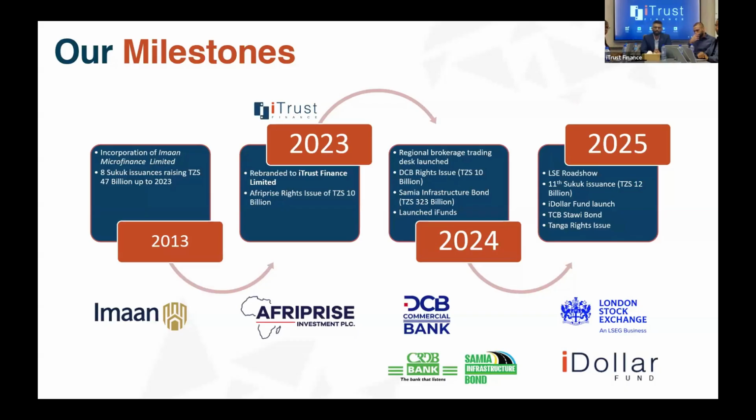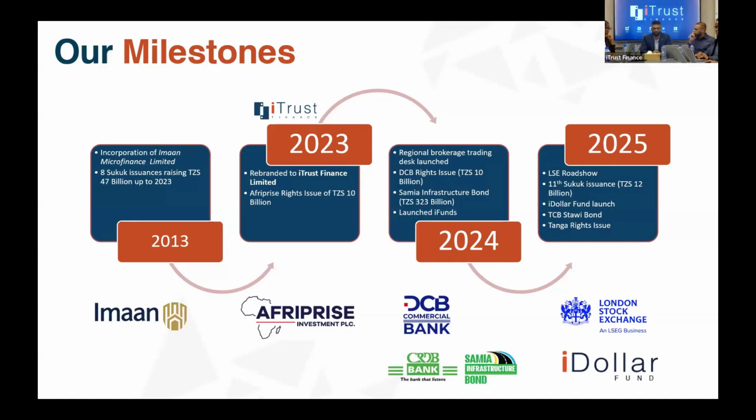Our first ever advisory assignment was the AfriPrice rights issue, which was 10 plus billion shillings and was fully subscribed. Right after that, we did the DCB Bank rights issue, also 10 plus billion, which was also oversubscribed, and we closed this assignment. Along with that, we did core transaction advisory for the Samia Infrastructure Bond, for which we raised 323 billion Tanzanian shillings.